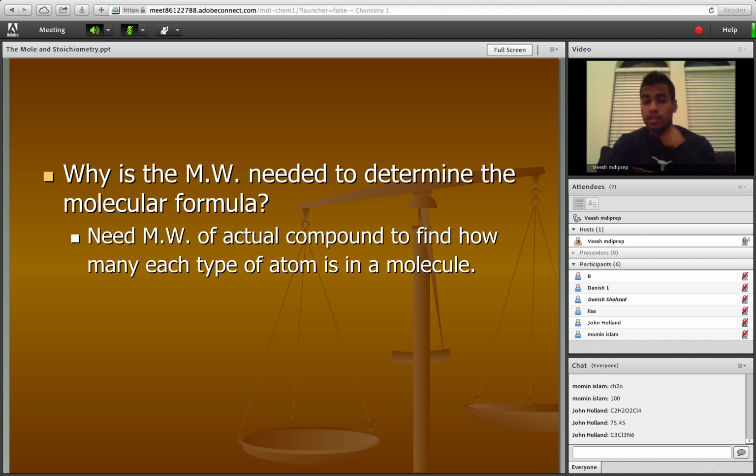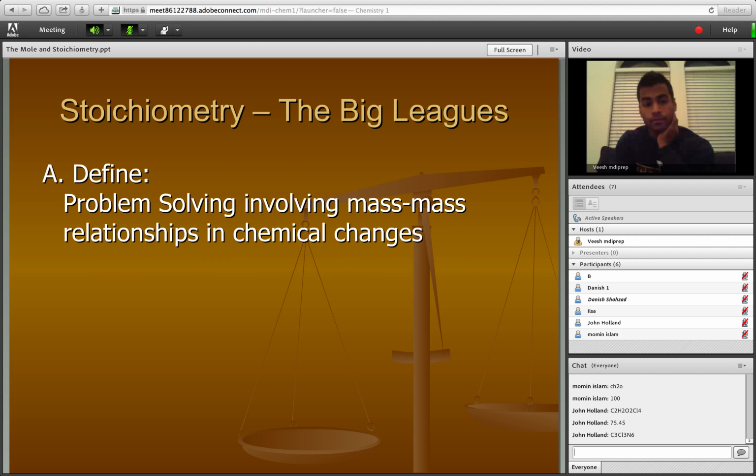Why is the molecular weight needed to determine the molecular formula? Because you need the molecular weight of the actual compound to figure out how many of each atom there is in the molecule. Because all the empirical formula tells you is the molar ratio, not the actual number of each one.